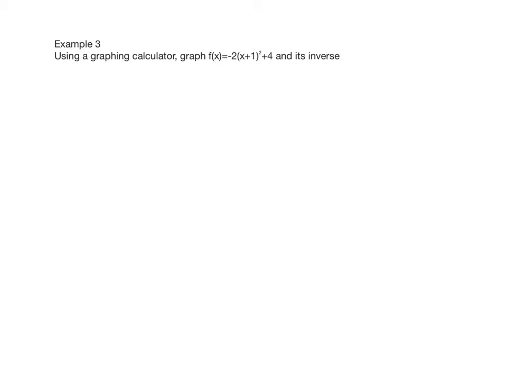With example number 3, we are told to use a graphing calculator to graph f of x equals negative 2(x + 1) squared plus 4 and its inverse. In light of this asking you to use a graphing calculator, all that I'm going to be taking us through in this case is getting the inverse. I expect that you will be using Desmos, and you should go in there and plot f of x using y equals negative 2 times (x + 1) squared plus 4.